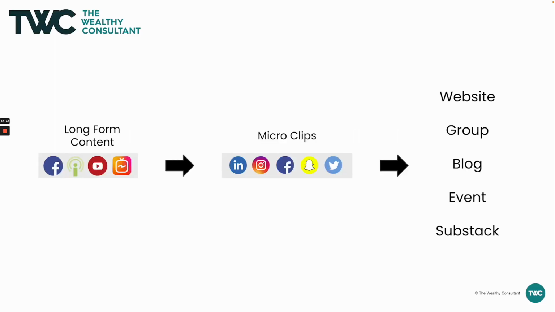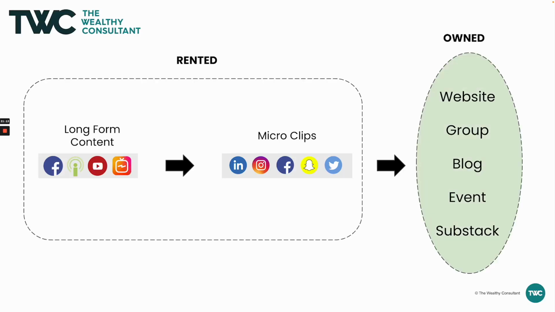Now, you turn that long form content into micro clips. With the micro clips, you're going to be pointing to your assets, meaning your website, a Facebook group or LinkedIn group, your blog, an event that you're running online or in person, maybe your Substack, wherever you really want to drive your people and build a list that you can control. And I'm going to underscore that word: that you control.